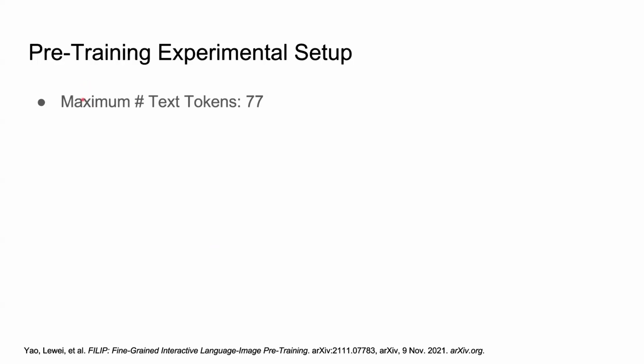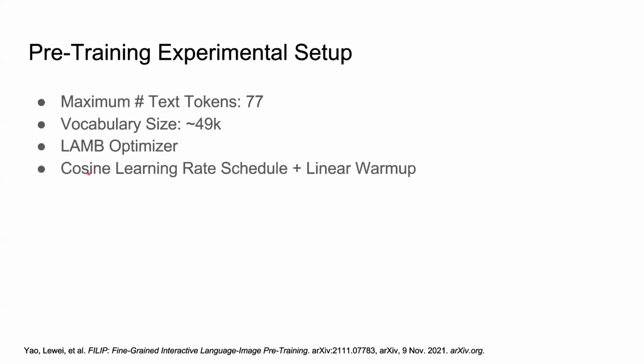And they cap the maximum number of text tokens, the number of tokens in your sentence, at 77. Your vocabulary size is about 49,000. They use the LAMB optimizer and a cosine learning rate schedule plus a linear warm-up. So they start with a base learning rate and go to some final value. They also have weight decay, so the weights don't get too large. This is good for training stability.